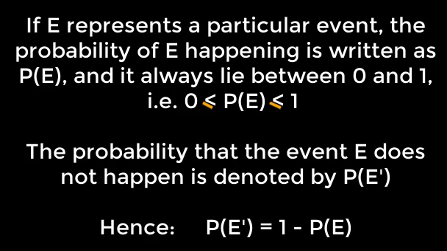Probability of an event happening or not happening. If E represents a particular event, the probability of E happening is written as P of E. That's probability of E, probability of the event in that case. And it always lies between 0 and 1. That is, 0 less than or equal to P of E less than or equal to 1. The probability that the event E does not happen is noted by P of E prime. Hence, P of E prime is equal to 1 minus P of E.